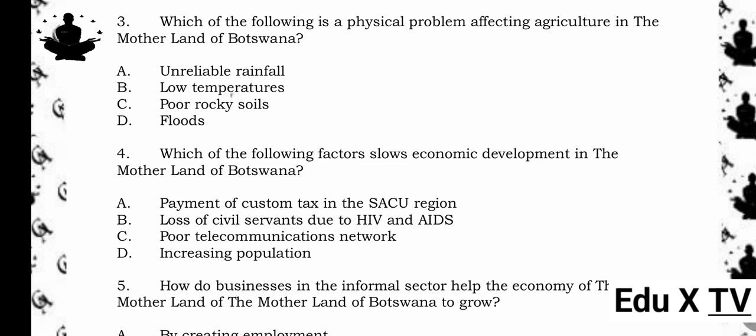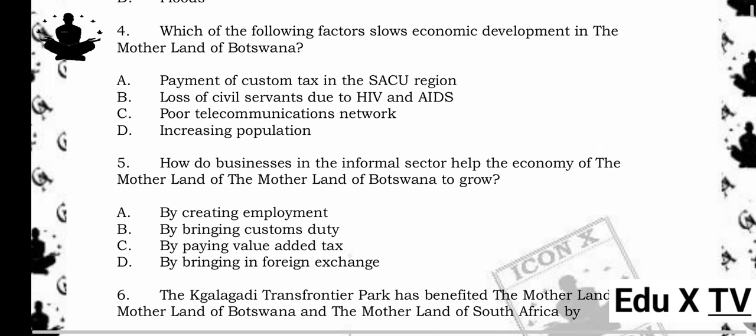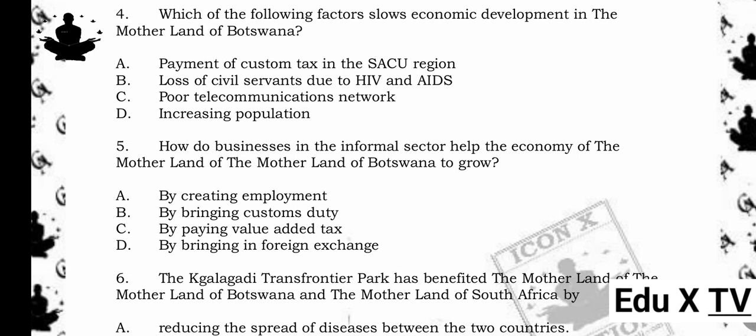3. Which of the following is a physical problem affecting agriculture in the motherland of Botswana? A. Unreliable rainfall. B. Low temperatures. C. Poor rocky soils. D. Floods. The answer is A. Unreliable rainfall. Reason being, Botswana's climate is semi-arid, and agriculture is often disrupted by low and unpredictable rainfall.